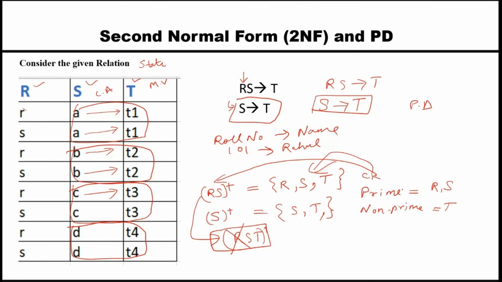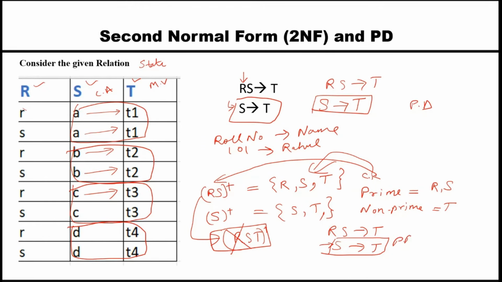The non-prime attribute is T in this case. So if we test these two functional dependencies, RS determining T and S determining T, is there any partial dependency in this figure? Yes, obviously we have found there is a partial dependency. Now we are proving it mathematically also. So here, S is what? A part of the candidate key. This is partial, and this is determining what? A non-prime attribute.